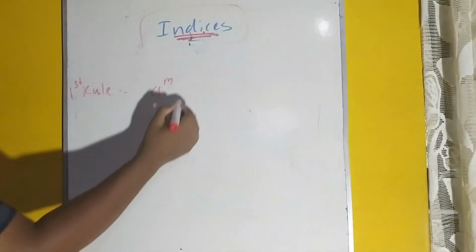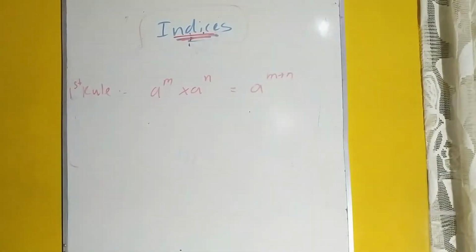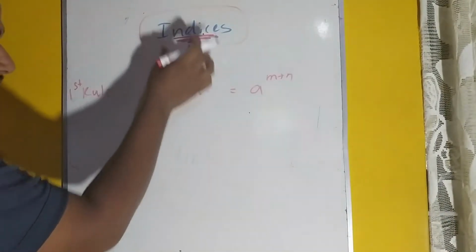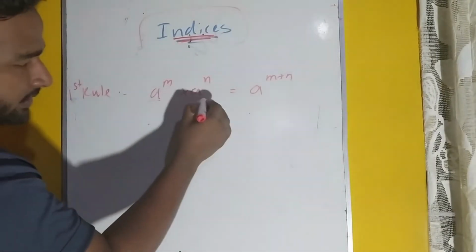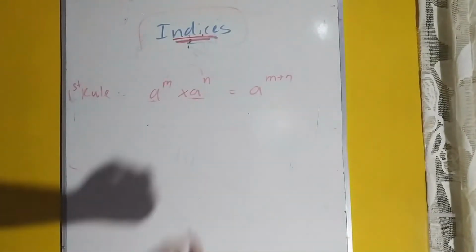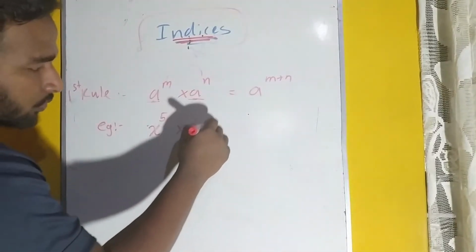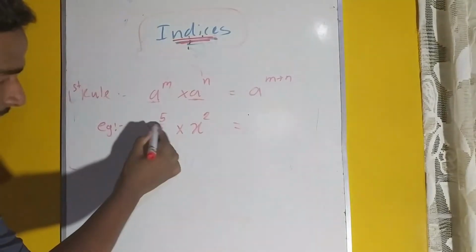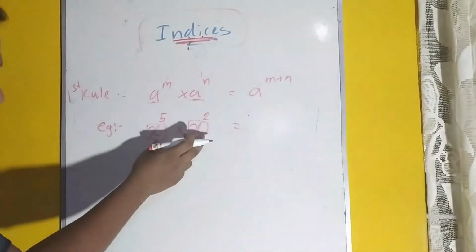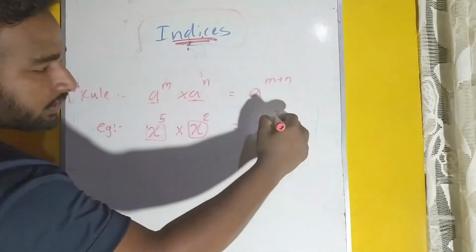a to the power m into a to the power n is equal to a to the power m plus n. That means in multiplication, in indices, if the bases are same, you can add the powers. So for example, x to the power 5 into x to the power 2. In this you can see the bases are same, both the base are x. So in multiplication, if the bases are same, you can add the powers. So the common base is x. 5 plus 2 is 7.